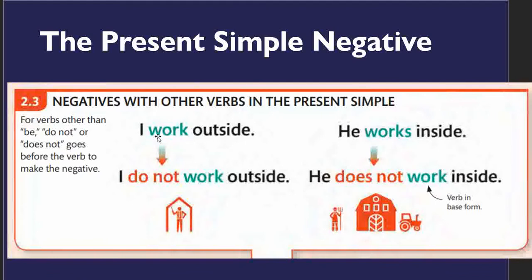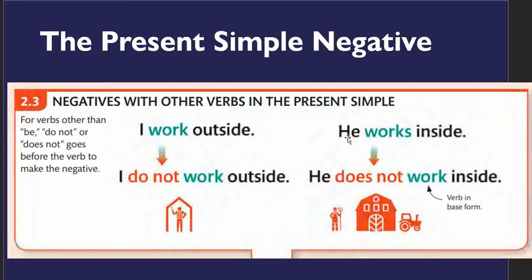W-O-R-K, work is the main verb, V-E-R-B. Now if we have a main verb in the sentence, do not or does not goes before the verb. That means it has to come before the main verb. I do not work outside. He works inside. He does not work inside. The verb is always in the base form with he and does not work. It remains in the base form in the negative.